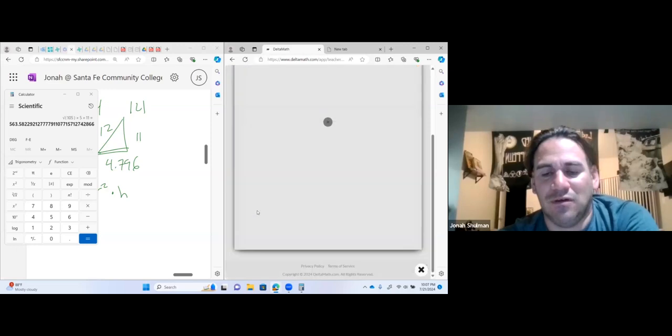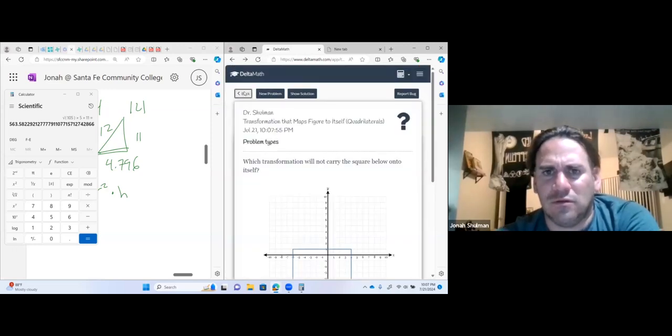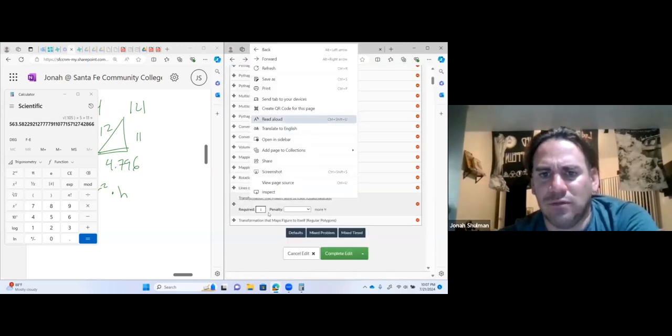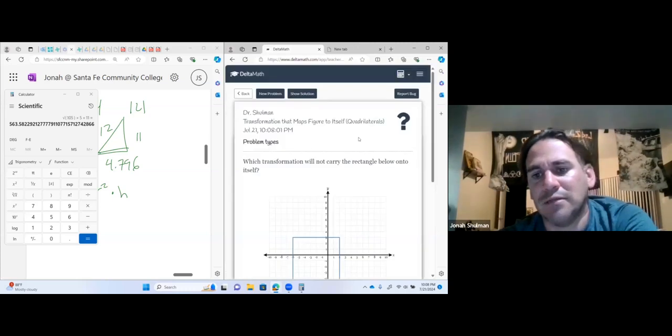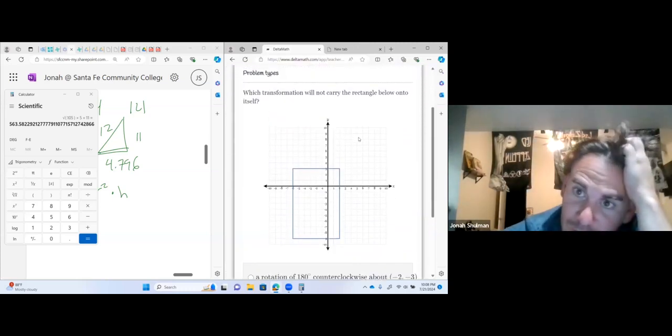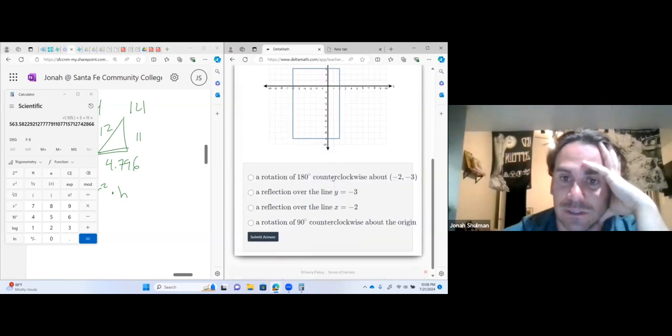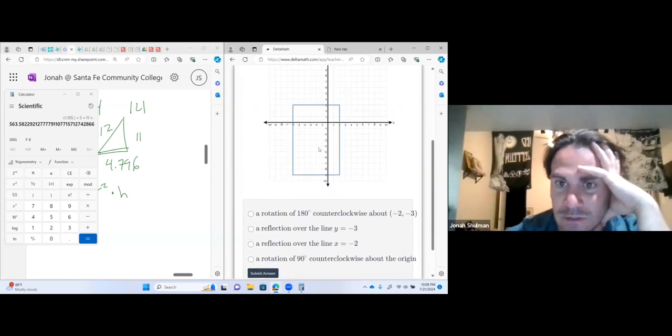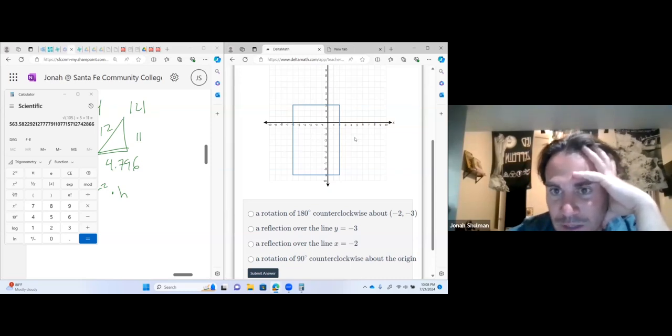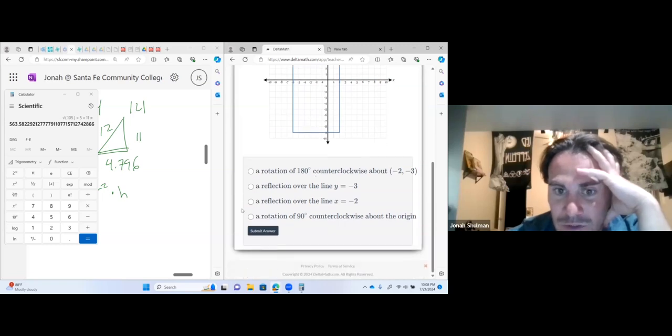All right, so here we go. Okay, so here we go. I know this is the coordinate plane, but I just want to show you it. So which transformation? If I fold this, spin this, where's it going to look like itself? If I rotate it 180 degrees around the point (2, -3), that looks like right in the center. Nope. If I reflect it over y equals -3, I think it's going to match. If I reflect it over x equals -2, I think it's going to match. So I think it's this one.